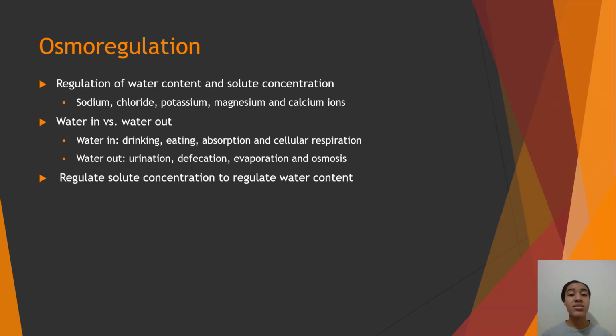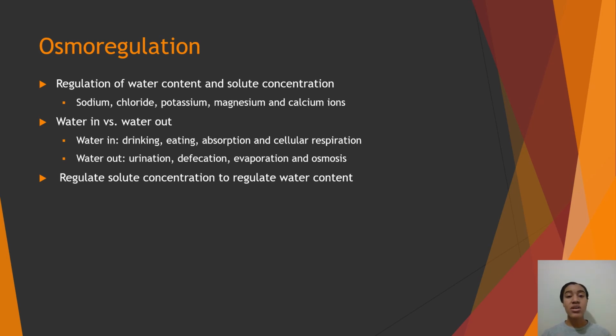Another major process that animals have to undergo in order to maintain homeostasis is osmoregulation. And this is the regulation of water and salt contents in your body. And so some of the solutes that we regulate are sodium, chloride, potassium, magnesium, and calcium ions. We also regulate sugars and various other macromolecules to make sure that we have just the right solute to water balance in our cells and in our tissues.